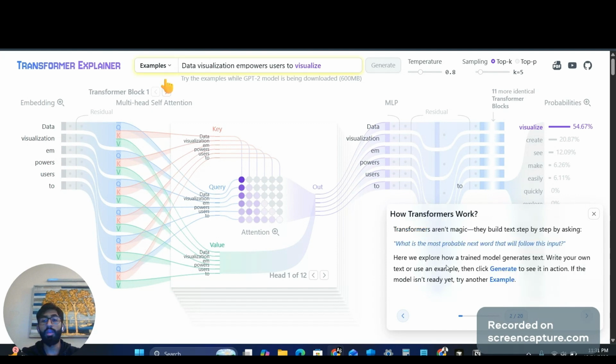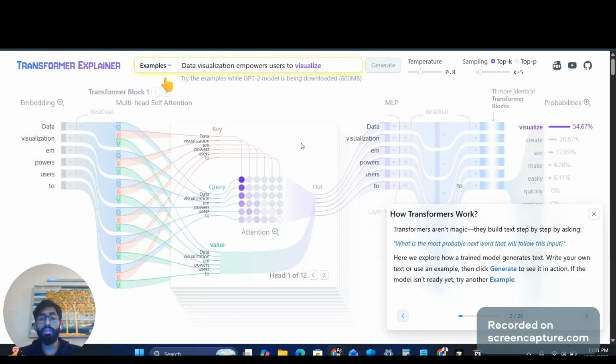So now, how do transformers work? They aren't magic. They build text step by step by asking what is the most probable next word that will follow the input. So it tries to predict the next word based on the sentence itself. It learns from that sentence and also from past data, the memory it stores, so it can use it for reference. Based on what it has learned from the context of the sentence, it gathers the relationships between those words and then predicts the next word.